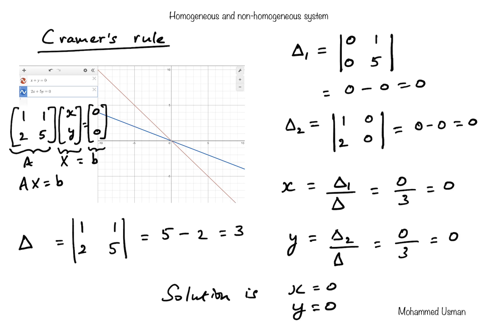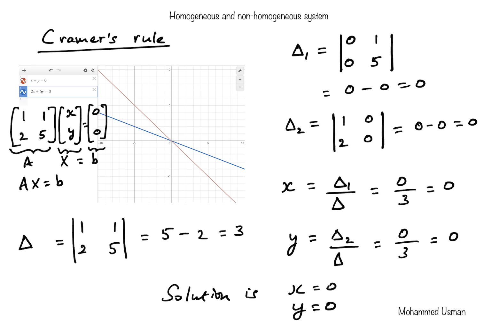And because the coefficient matrix of this system of equations has a determinant value equal to 3, which is not equal to 0, it has a unique solution, and that unique solution is at the origin. So that's the only solution for this system of equations. That means these lines do not intersect at any other point. The only point at which they intersect is the origin, which corresponds to x equal to 0 and y equal to 0. So that's how you would solve a system of linear equations using Cramer's rule.